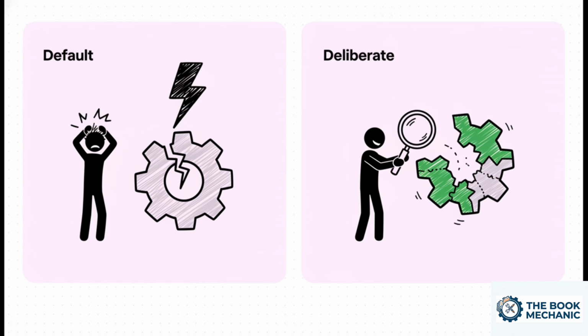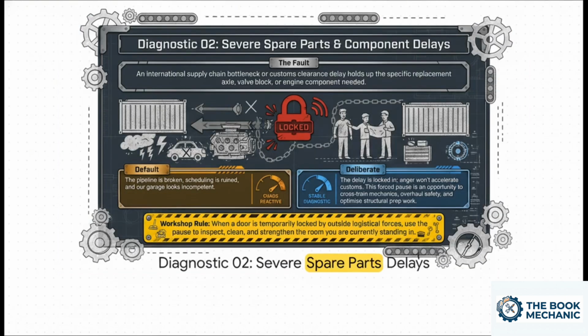Remember, as a leader, your job isn't to get angry. Your job is to isolate the root cause and fix it permanently. Now, Diagnostic 02 deals with severe spare parts and component delays. Imagine an international supply chain bottleneck totally locks up that specific replacement axle you desperately need.